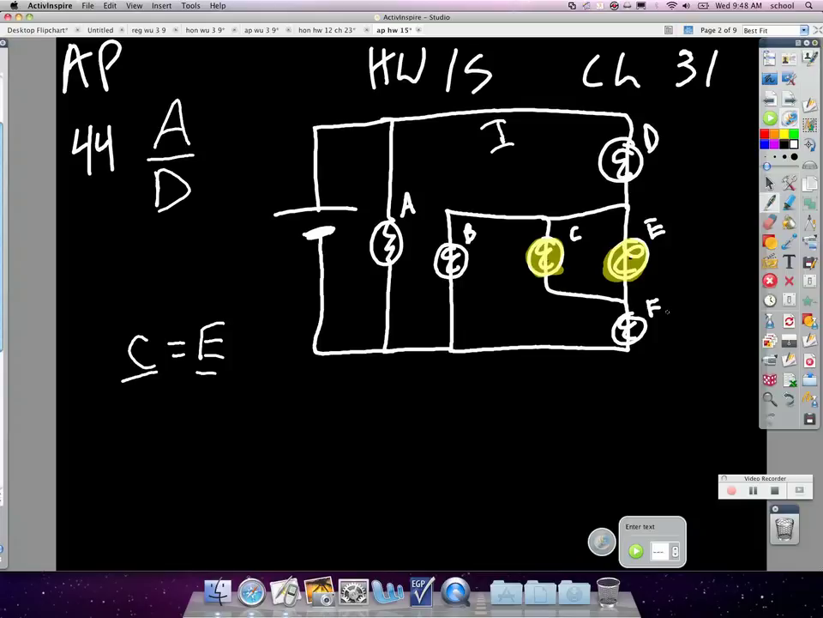Yeah, only because this is a parallel circuit with identical resistors. That's why the current here and the current here is the same. But the current of B is bigger than the current through C or E. Now the current of B is the same as what? Well, actually, do we know that? Is the current through B the same as C and E?